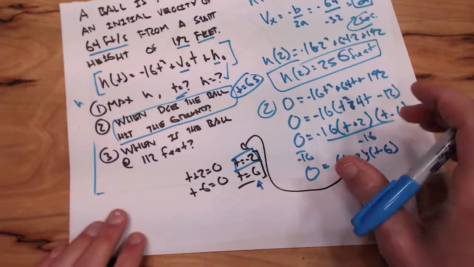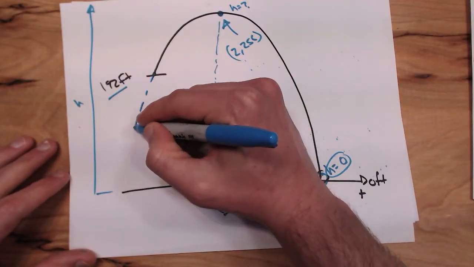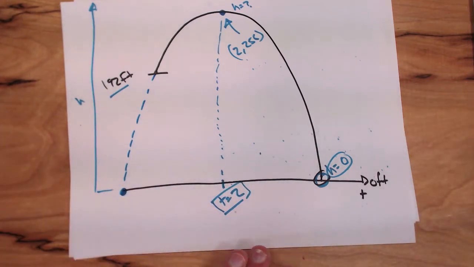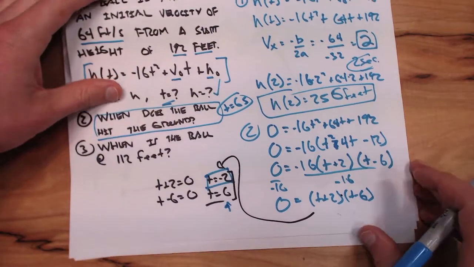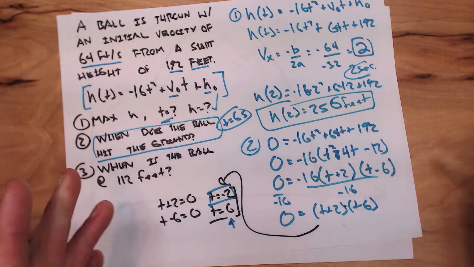Incidentally, just as a side note, the negative 2 is actually where this part of the parabola hits the axis. So it's not an extraneous, ridiculous, useless answer. It means something, but it's not what we're looking for in this problem. You'll see that a lot in physics problems.